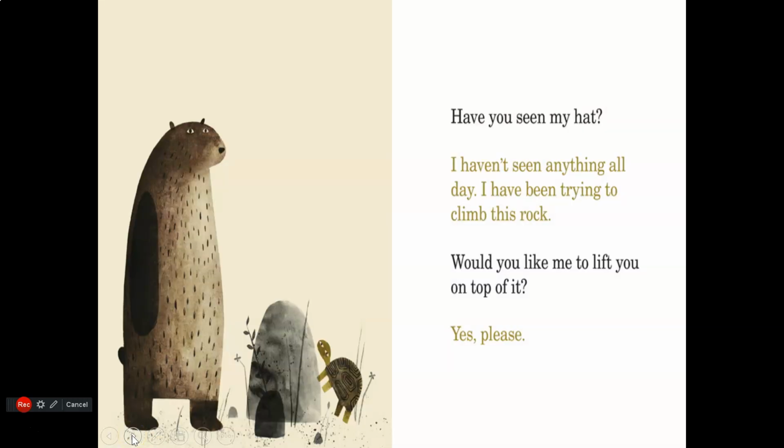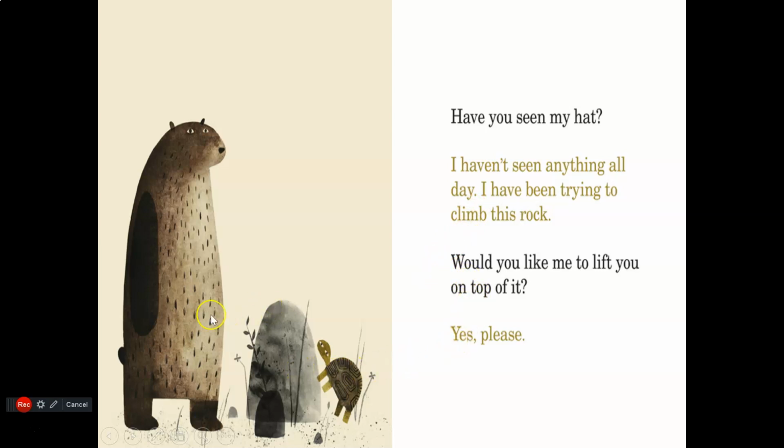So for those that aren't familiar with I Want My Hat Back by Jon Klassen, the storyline goes like this. You have this critter right here, and he goes to other critters and says, have you seen my hat? His discourse is in black. And then the turtle says, I haven't seen anything all day. I've been trying to climb this rock. Would you like me to lift you on top of it?